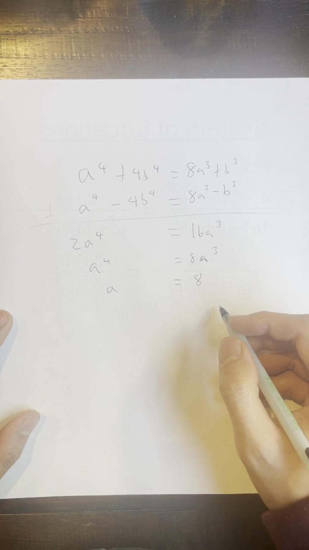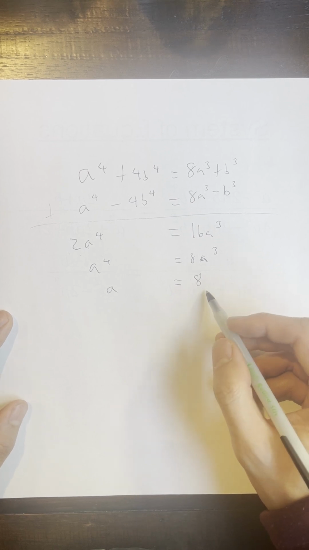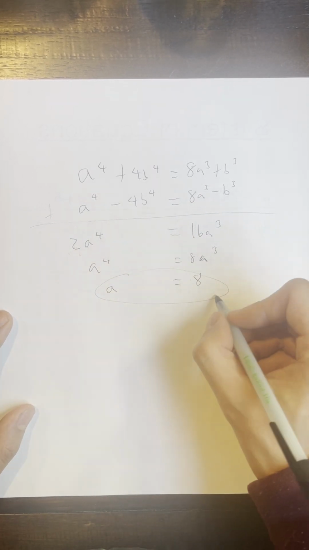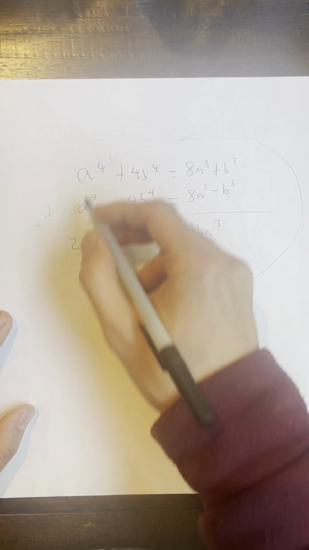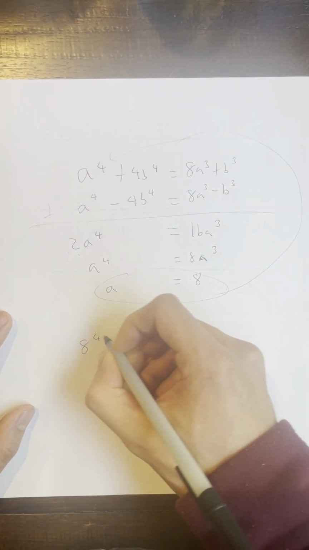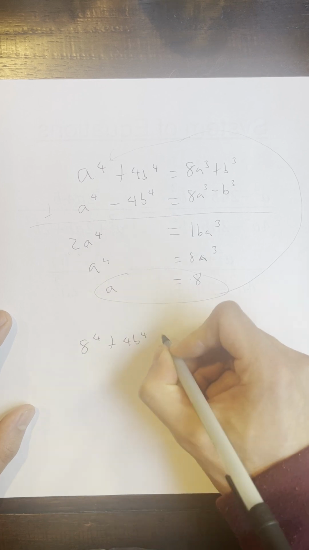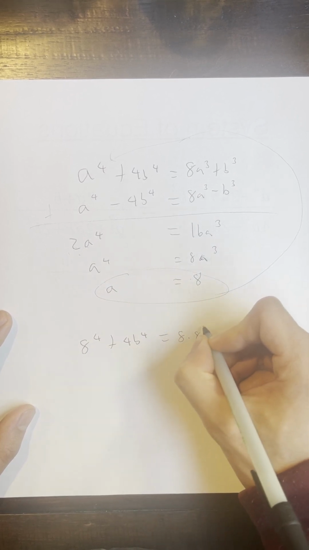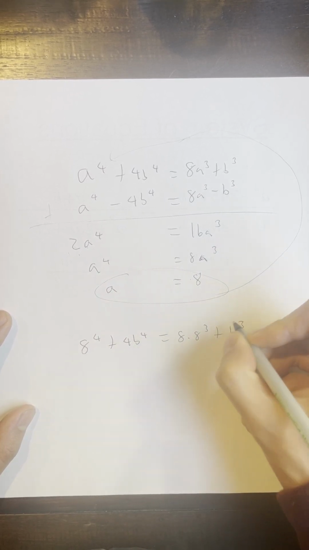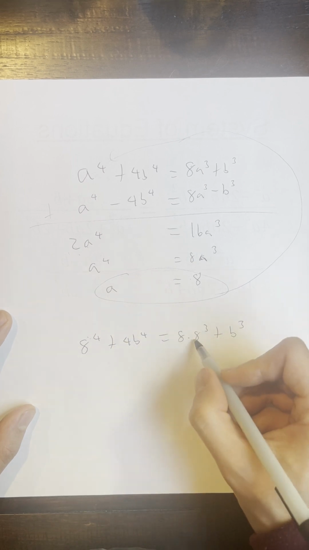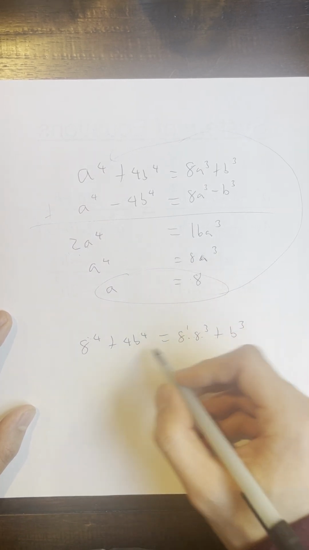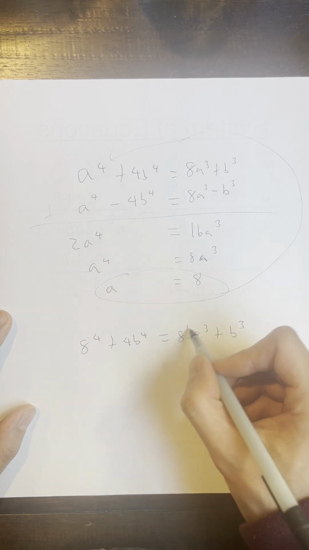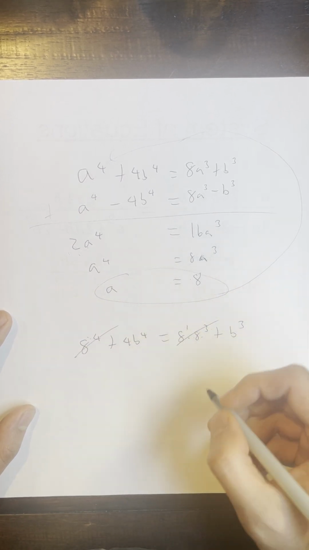Now, how do we figure out b? Well, we can go back to one of these equations and just change a to 8. So let's just go back to the first one. So 8 to the power of 4 plus 4b to the power of 4 is equal to 8 times 8 cubed plus b cubed. Well, this is 8 to the power of 4. This is 8 to the power of how much? 8 to the power of 4 as well, because 1 plus 3 is 4. All right, let's just cross these out.